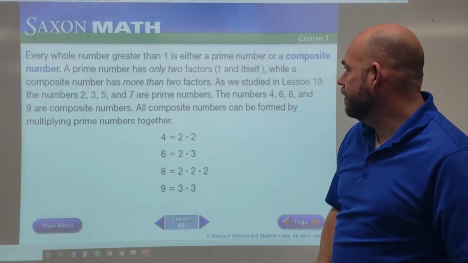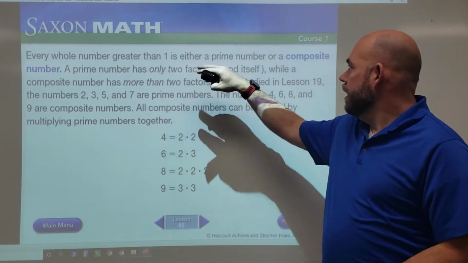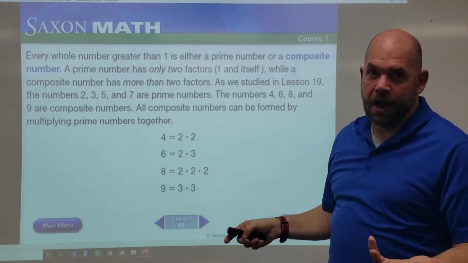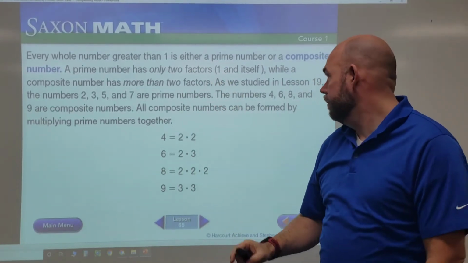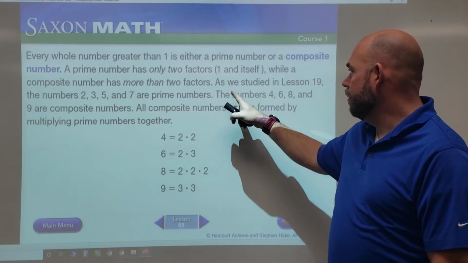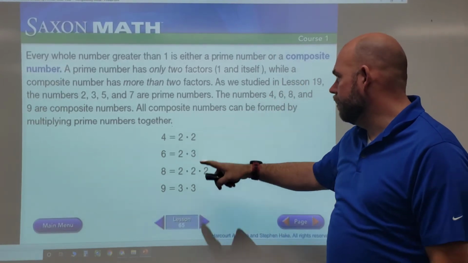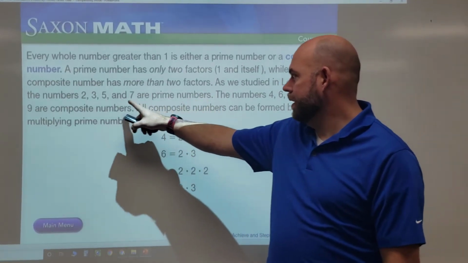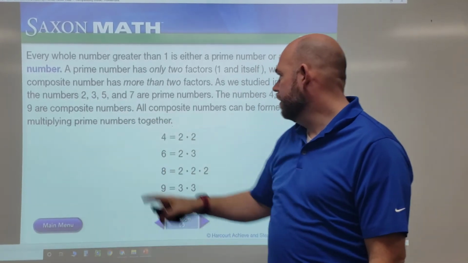So let's start by just looking at the difference between prime and composites. Any whole number greater than 1 is either prime or composite. A prime has only two factors, 1 and itself, right? A composite number has more than two factors. So as we look back at some of these numbers, the numbers 2, 3, 5, and 7 are prime numbers because no other two numbers go into them. It's just 1 times that number gives us that.